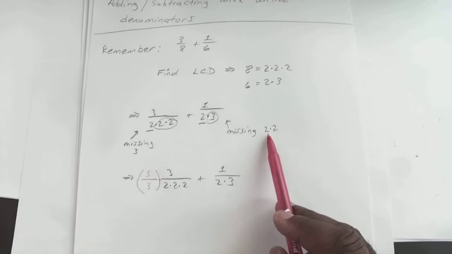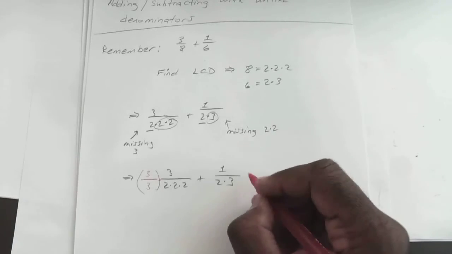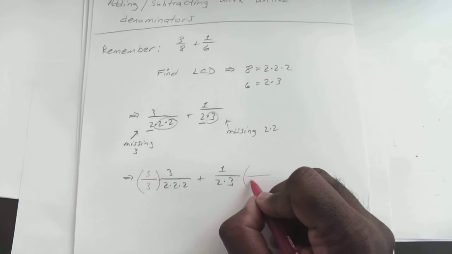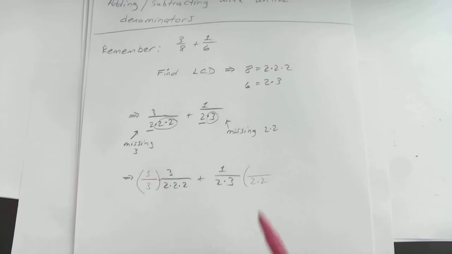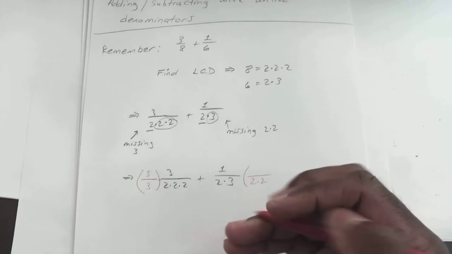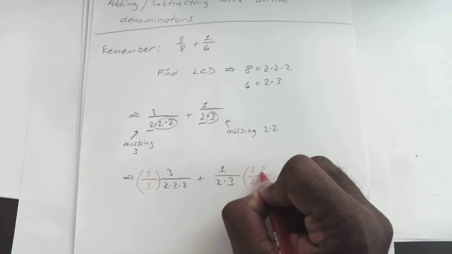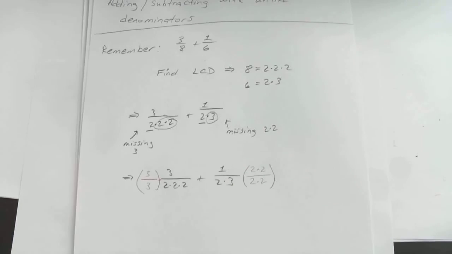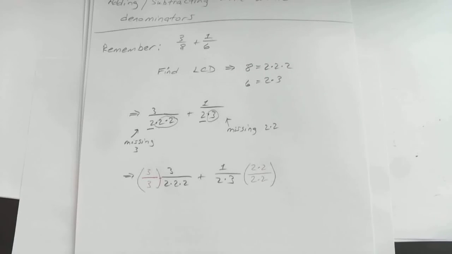And here, since you're missing a 2 times 2, you multiply this one by 2 times 2. But anything you do at the denominator, you have to do up top. So it's 2 times 2 up there. Okay. So now we have 2 times 2 times 2 times 3, 2 times 2 times 2 times 3. So the denominators both match up.